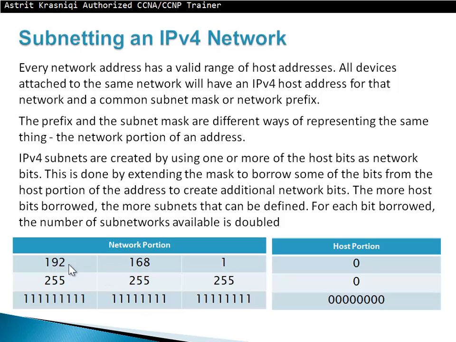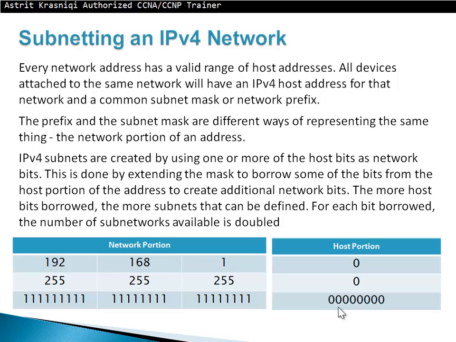For example, this is our address. We have a network portion. The network portion is identified in the subnet mask by placing ones in there. And then we have a host portion. The host portion is defined by the subnet mask by placing zeros in there.